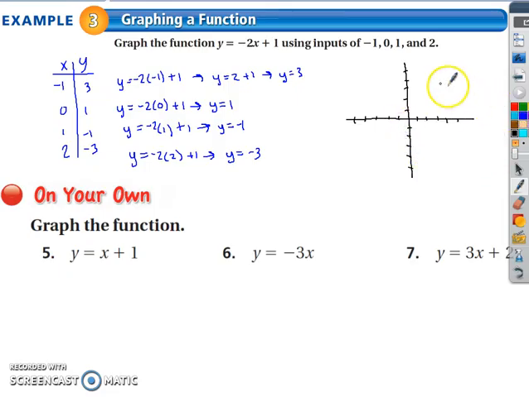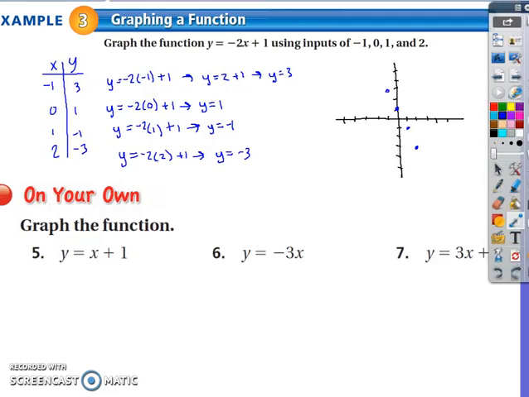I've got negative 1, 3 as my first point. My second point is going to be 0, 1. Third point is 1, negative 1, and 2, negative 3. So your graph looks something like this, and we can go ahead and draw a line to connect our points.